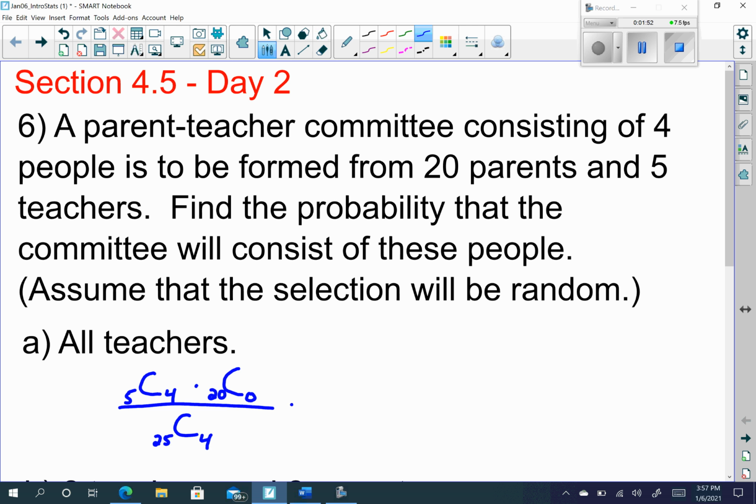So go ahead and type this in on your calculator. We'll see what you're getting. I'm just going to turn all of these just into fractions. So hopefully you're coming up with, I'll pause the video if you haven't finished that part yet, 1 over 2,530.